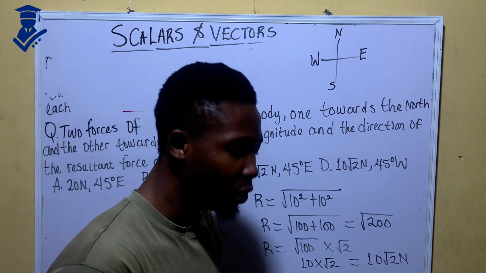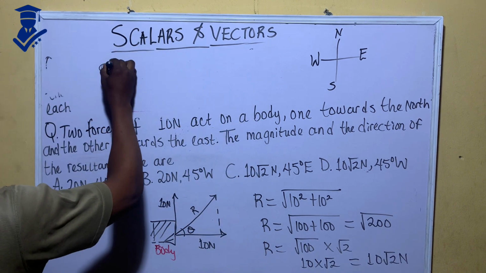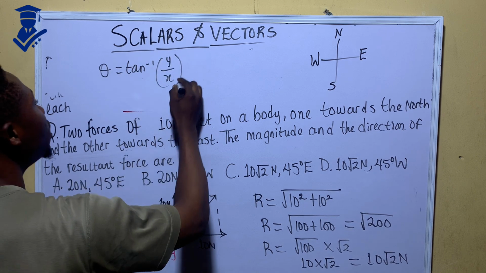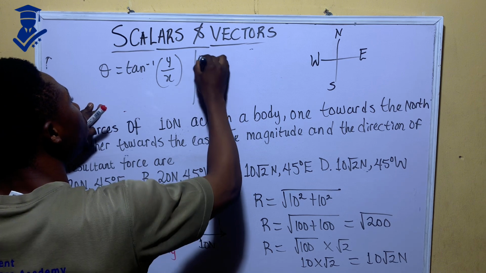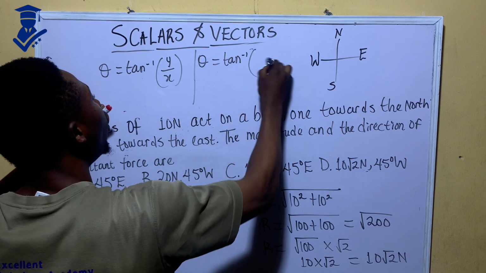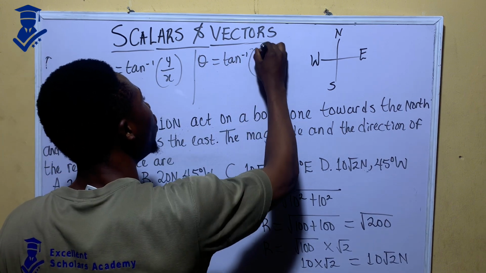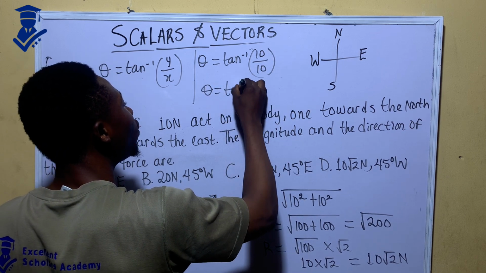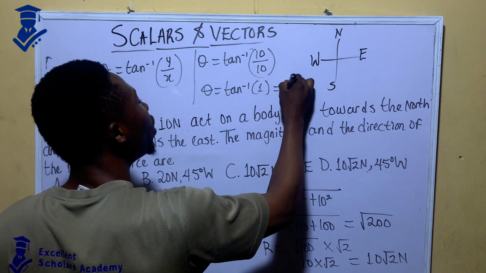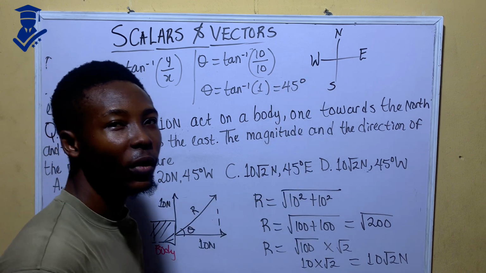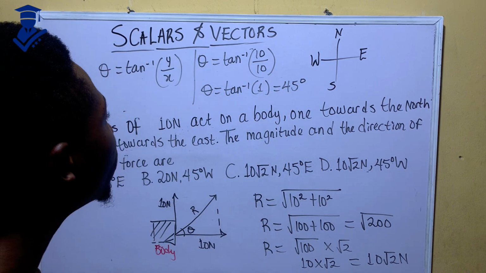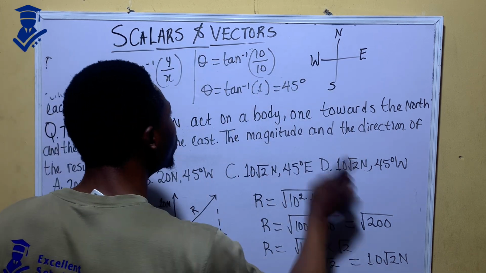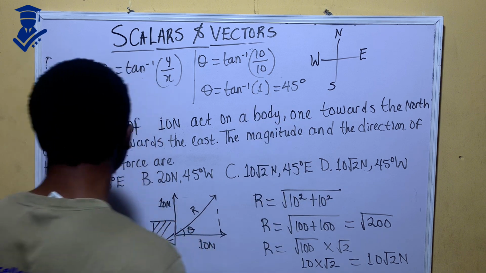Now, for us to find the direction, we use theta equals tan inverse of the y component over the x component. So theta is tan inverse of 10 over the same 10, and 10 divided by 10 is 1. Tan inverse of 1 gives us 45 degrees, because tan 45 is 1. So finally, our resultant is 10 root 2 Newton and our direction is 45 degrees.